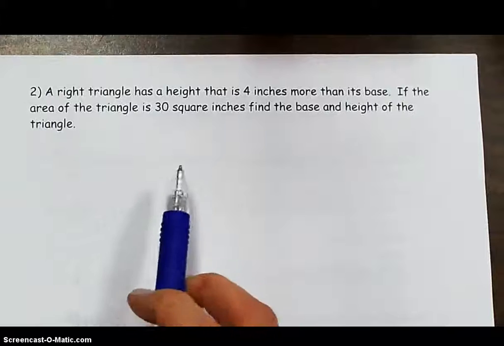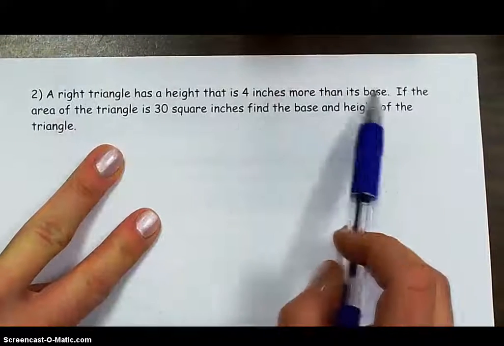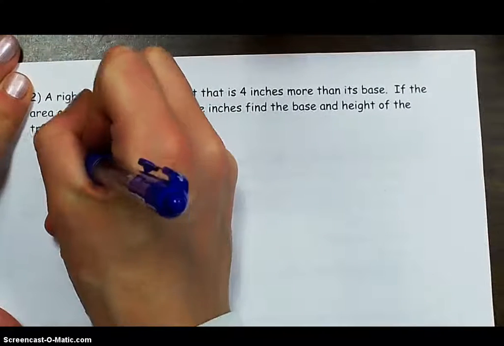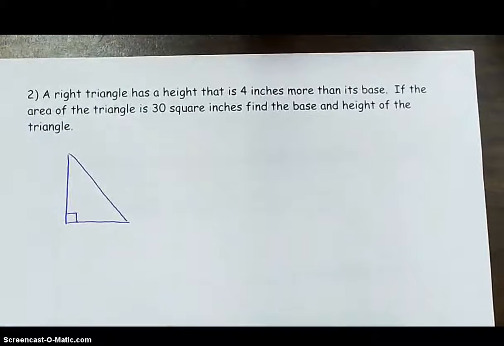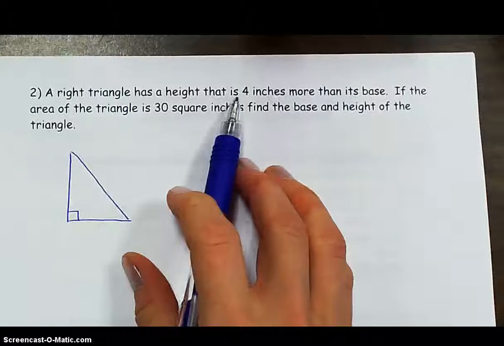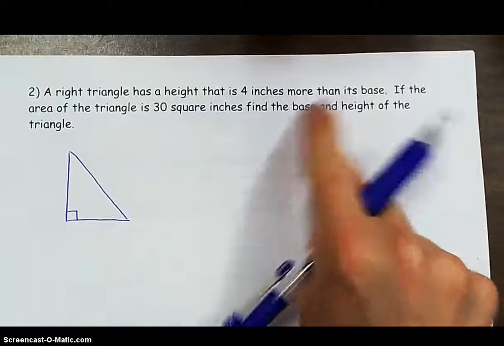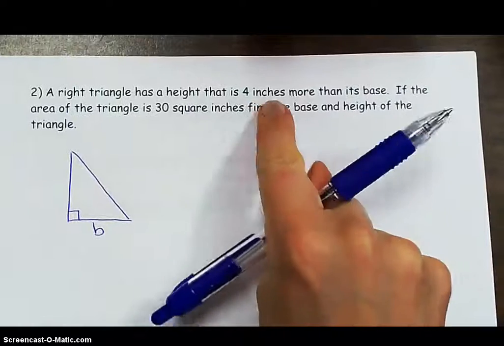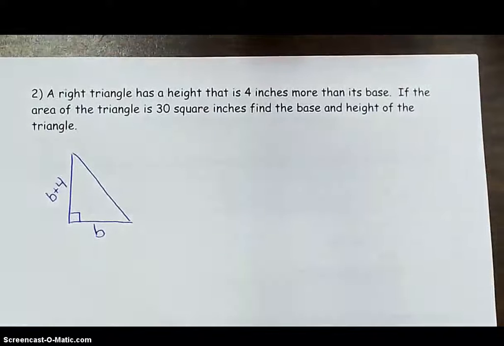Okay, so for this one, we're trying to find 2 things, the base and the height. However, they're describing one in terms of the other, so we do not need 2 variables here. It's just going to be one. Instead of let statements, I'm going to draw a picture. So it is a right triangle, so make sure you draw a right triangle. The height, that is 4 inches more than its base. So everything is in terms of the base. So I'm going to put B for the base, and the height is 4 inches more, so that's going to be B plus 4 is going to be my height.